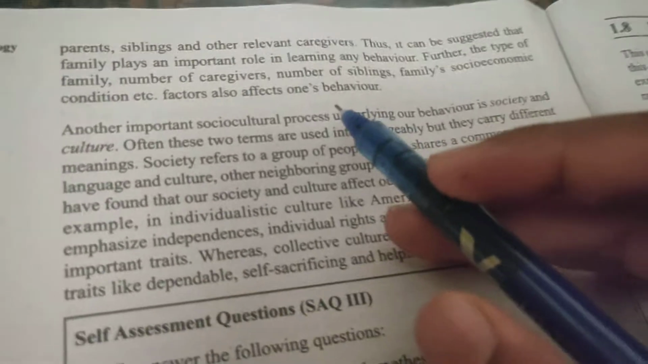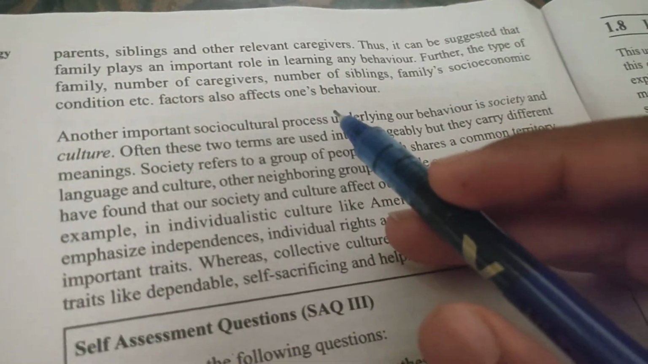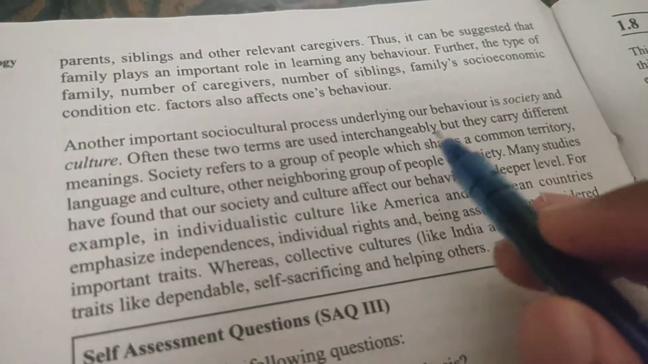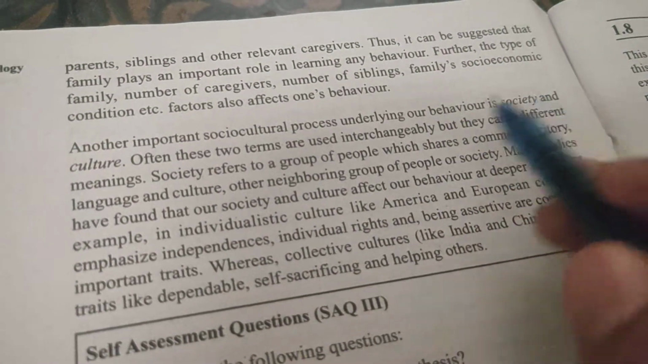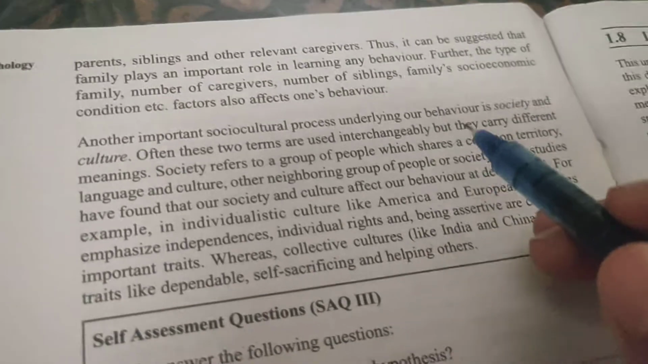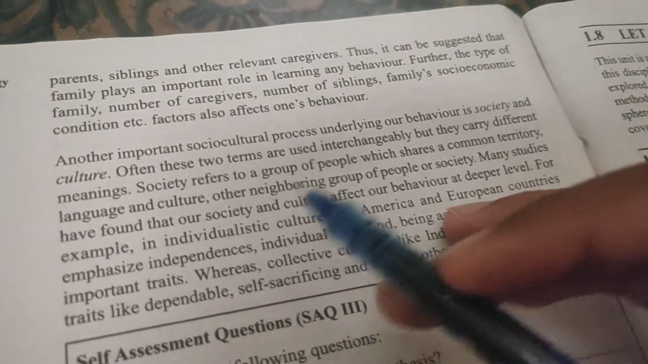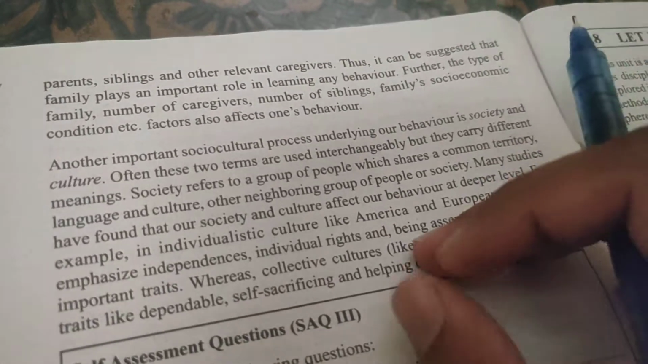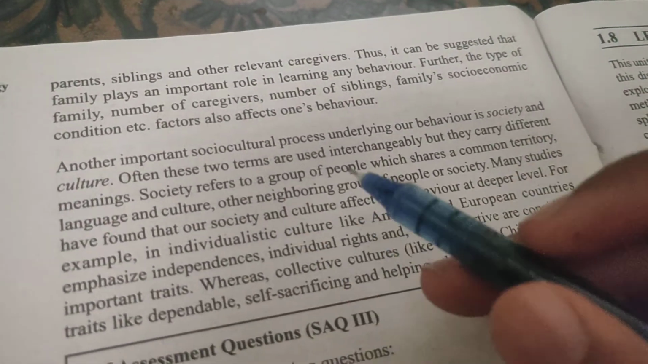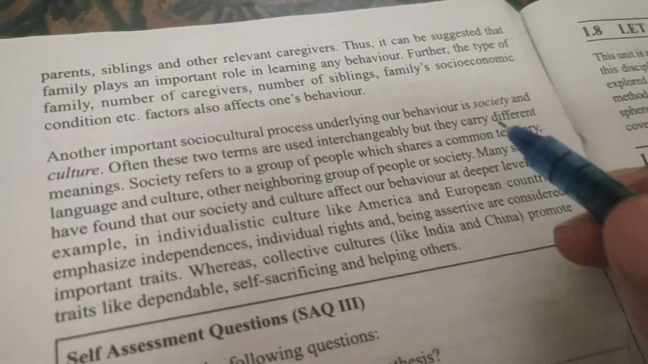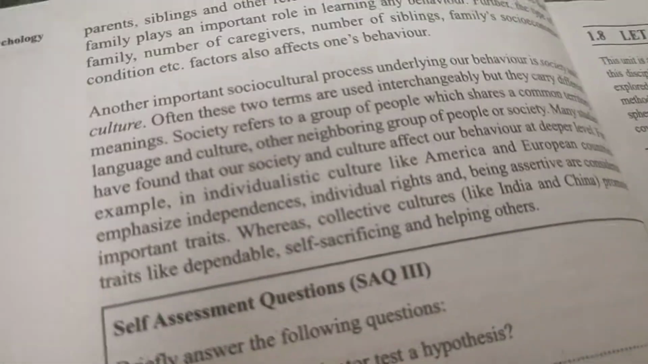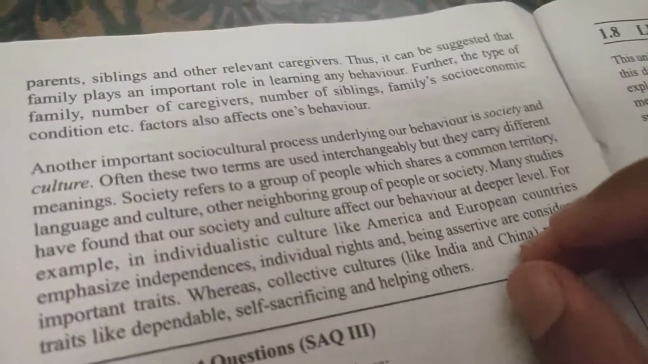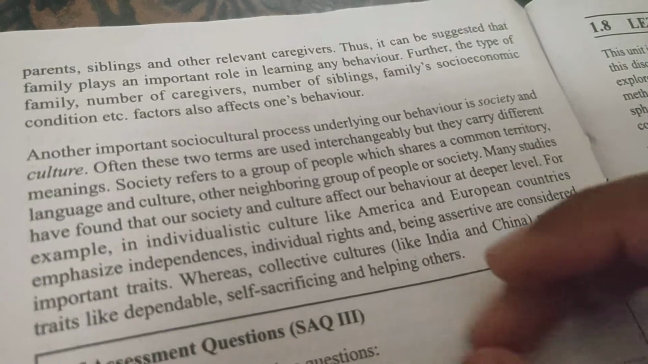Our pets also come into it, because we have a long tradition of making bonds with animals that we call pets, right? Often these two terms, society and culture, are used interchangeably. They are often thought to be the same thing, but they carry different meanings. Society refers to a group of people who share a common territory, like your immediate surrounding, like the people that live around you, or that are currently around you.